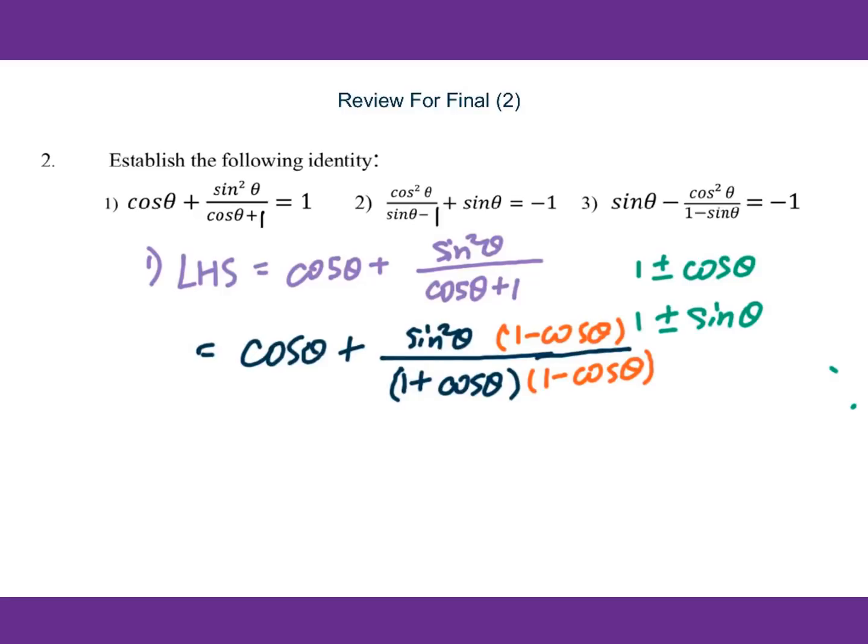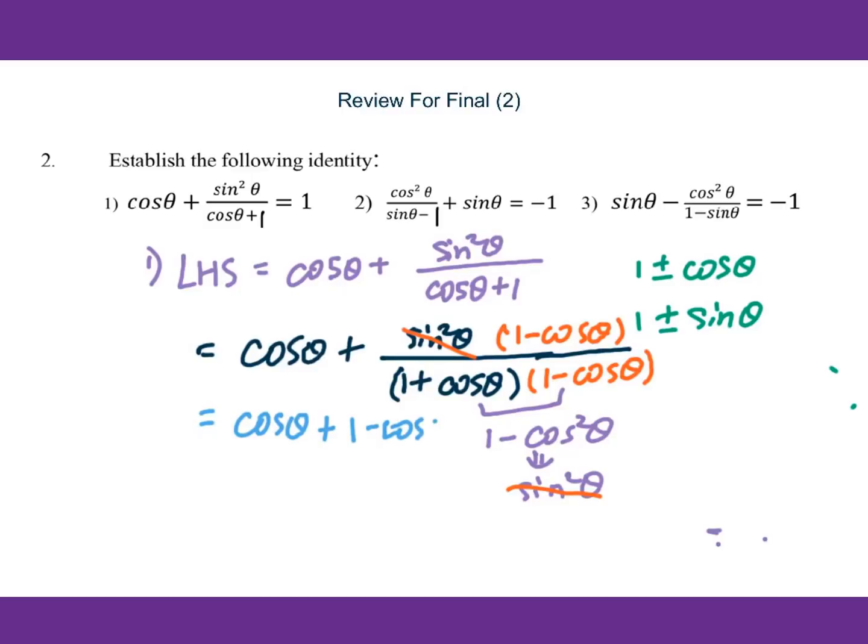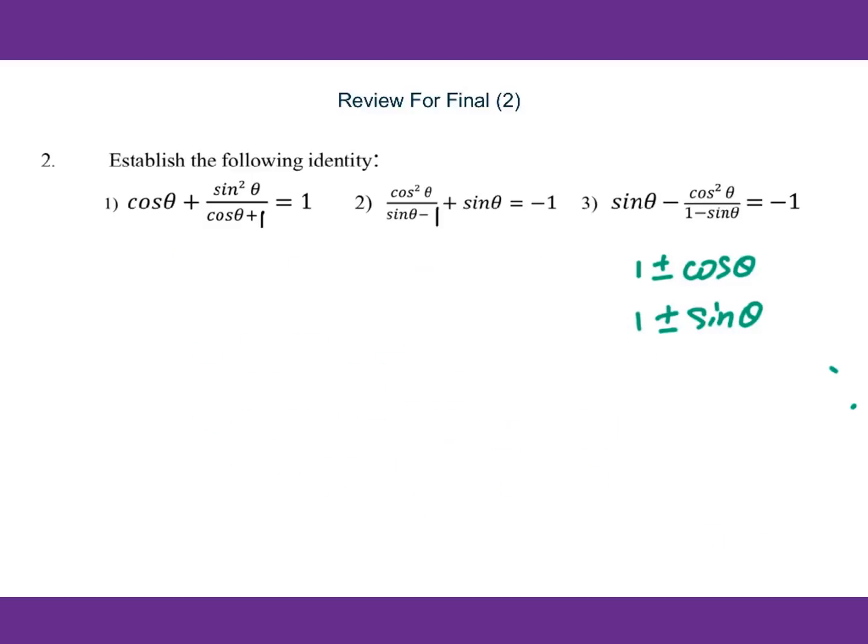For 1 plus cosine theta times 1 minus cosine theta, we got 1 minus cosine square theta. That is sine square theta. So reduce. You will get cosine theta plus 1 minus cosine theta. That equals 1, equals right-hand side. We finish the proof. Go to number 2.